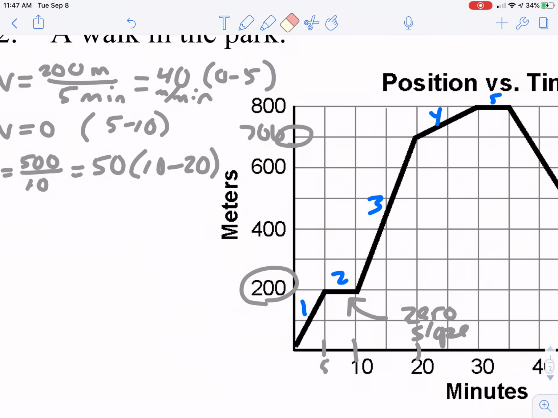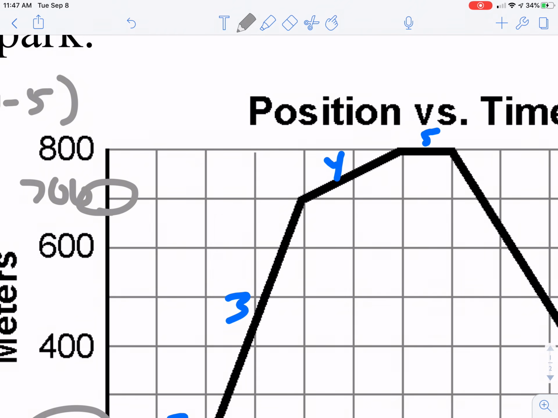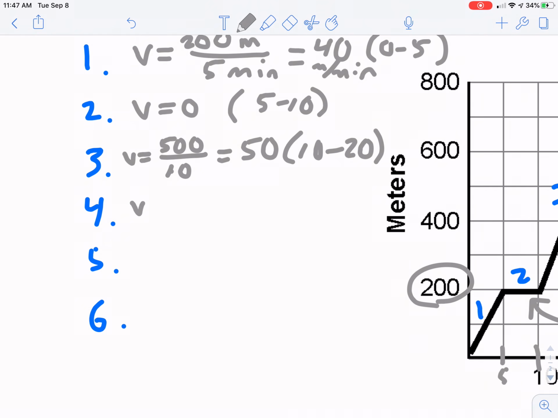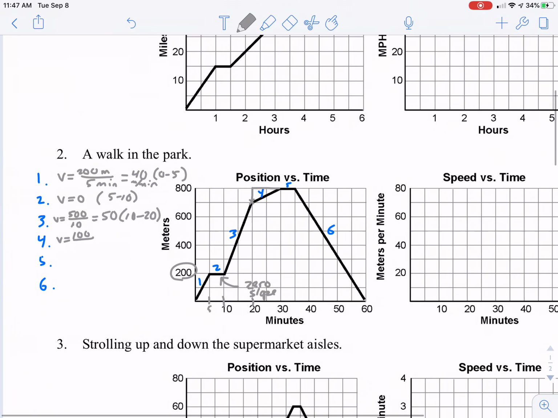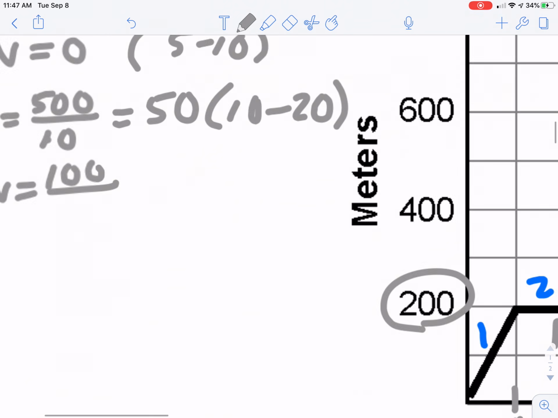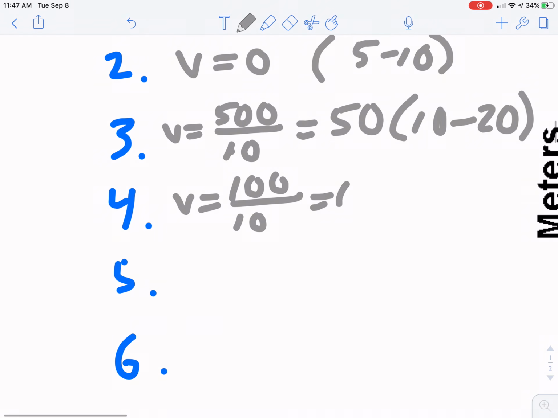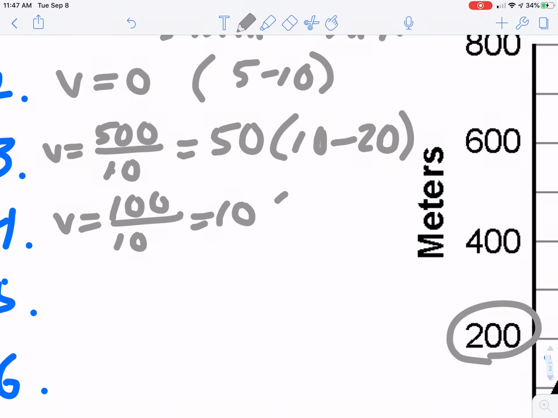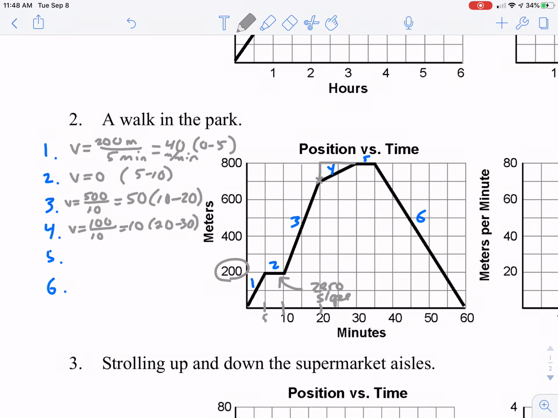Okay, now in the fourth line segment, we're going from 700 to 800. So from 700 to 800 and then over. There's our slope triangle, rise over run. So from 700 to 800 is a rise of only 100. It's a rise of 100, but it's a run of 10 minutes. So 100 over 10, of course, gives you a speed of 10 meters per minute, and that goes from 20 to 30 minutes. Again, we're keeping track of the time intervals too.